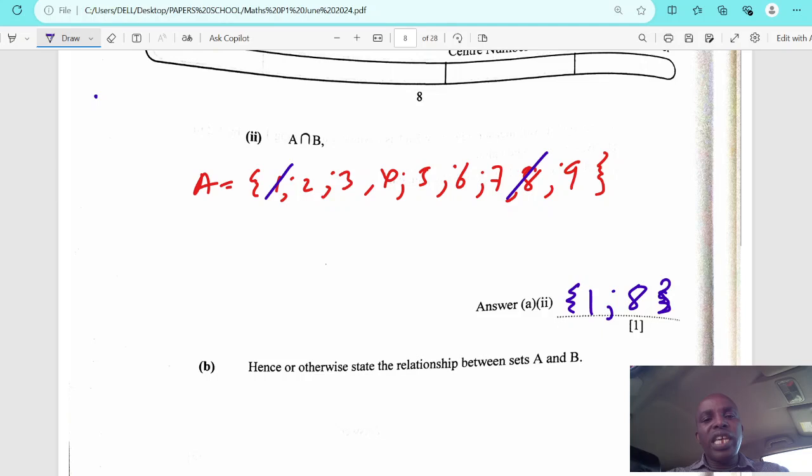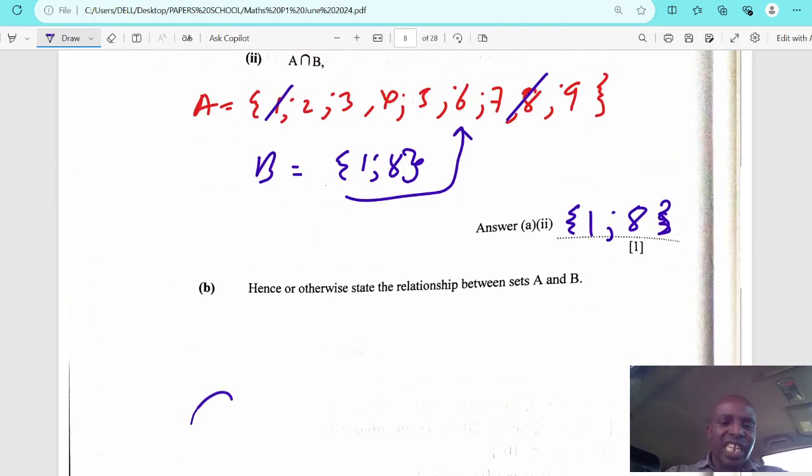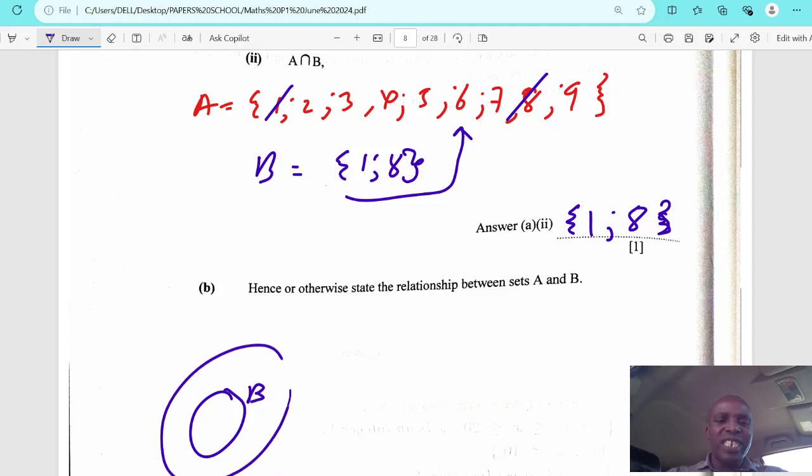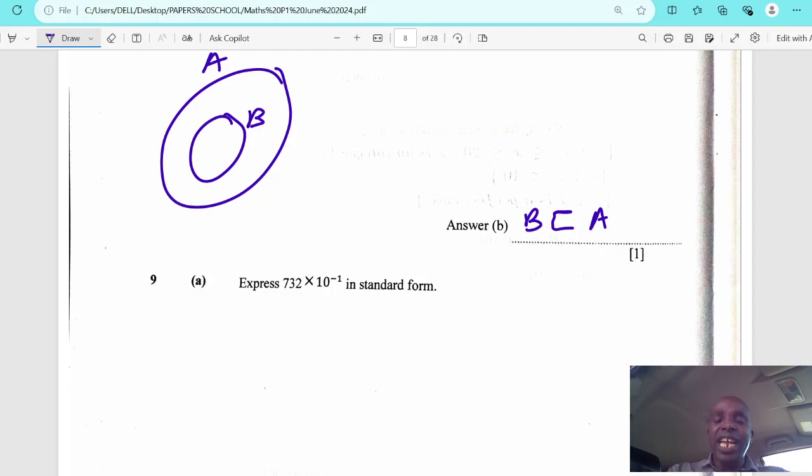Look, set B contains 1, 8, and set A contains this one. So set B is found inside set A. If you want to draw this in set notation, B is found inside set A. So because of this, you can say B is a subset of A. We use this notation for subset. So B is a subset of A, which means B is found inside A.